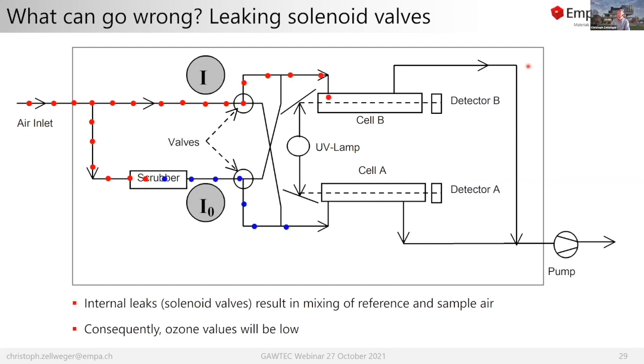So normally, if everything works fine, the air is going to one of the cells. So you have the reference, and you have the air with ozone. But in case you have a leak in one of the solenoids, then some of the, for example, scrubbed air can leak into the cell with the air with ozone. And then you will have a lower reading of your analyzer.